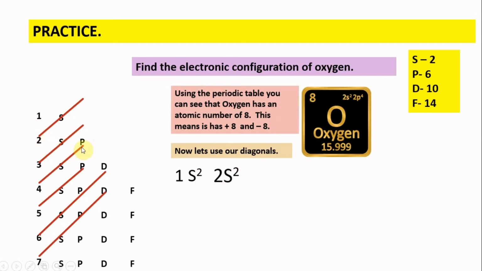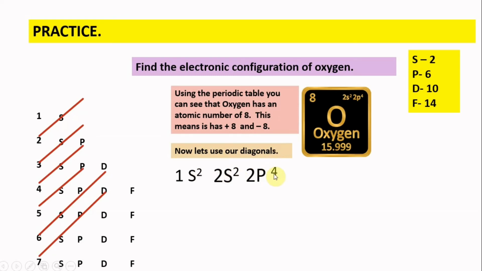Well, if I added 6, then 6 plus 2 is 8, plus 2 is 10, and I'm actually looking for 8. So I'm just going to add the ones that I need. So I'm going to stay with 4. Now if you count it, you have 2, 2, and 4, which makes 8. So this is the electronic configuration of oxygen.